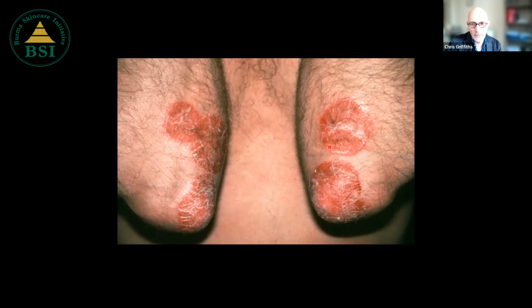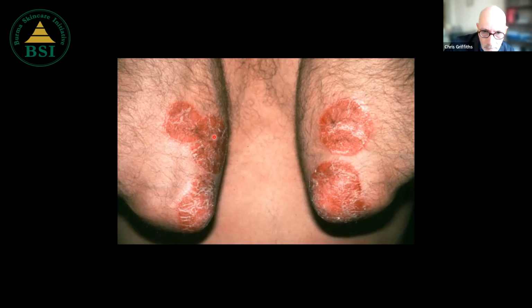Well, with atopic eczema, the lesions are not as well circumscribed. They tend to occur on the flexures, the other side of the arm, not on the extensor surfaces. So this is a very good textbook example. It has actually appeared in textbooks, a textbook example of psoriasis.